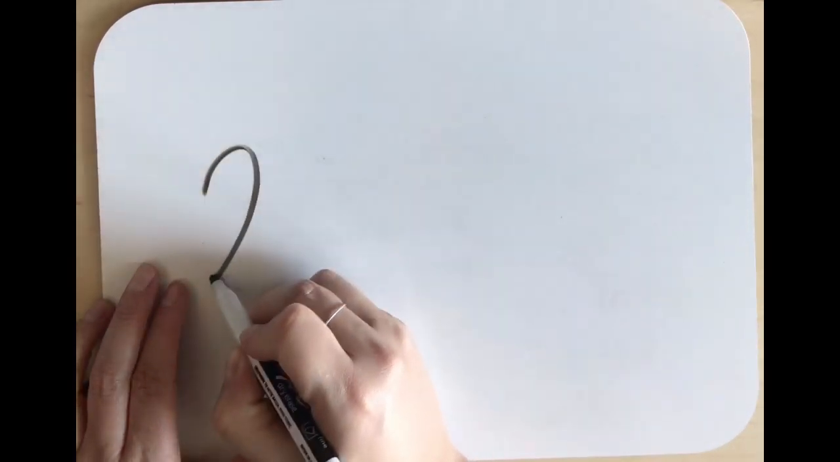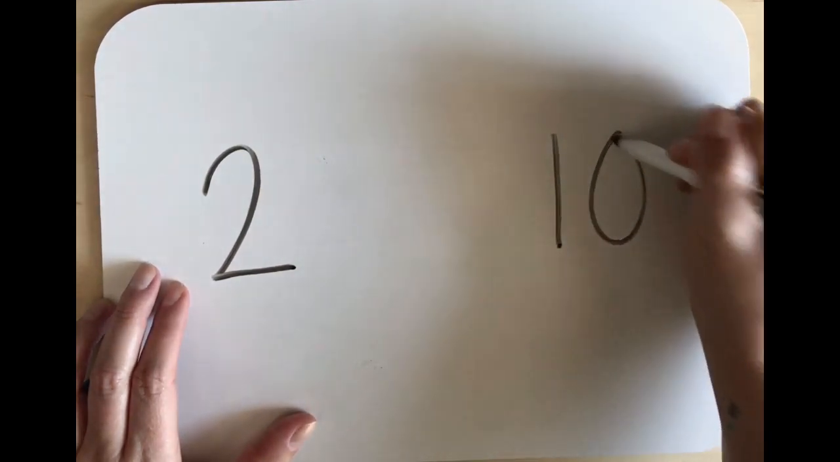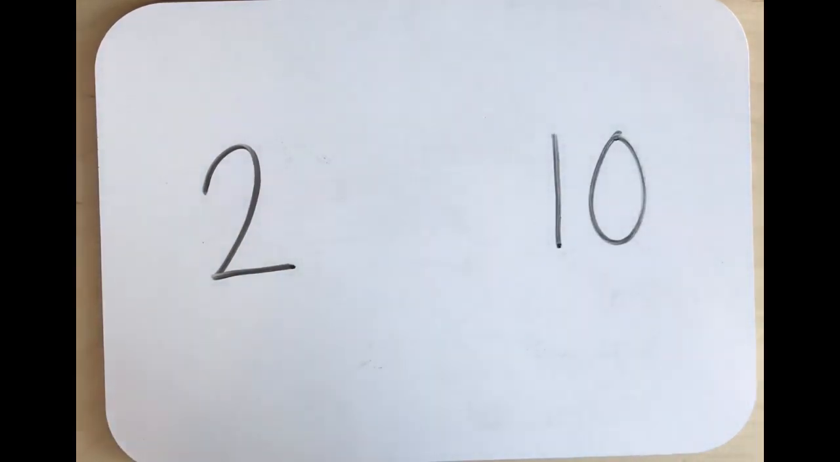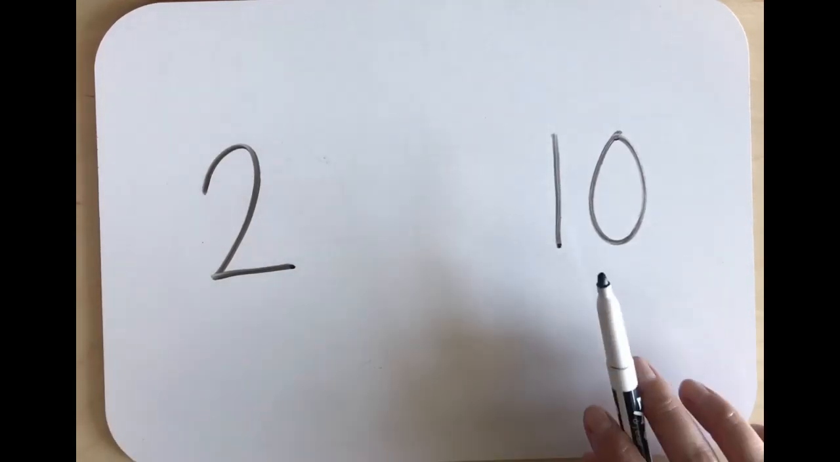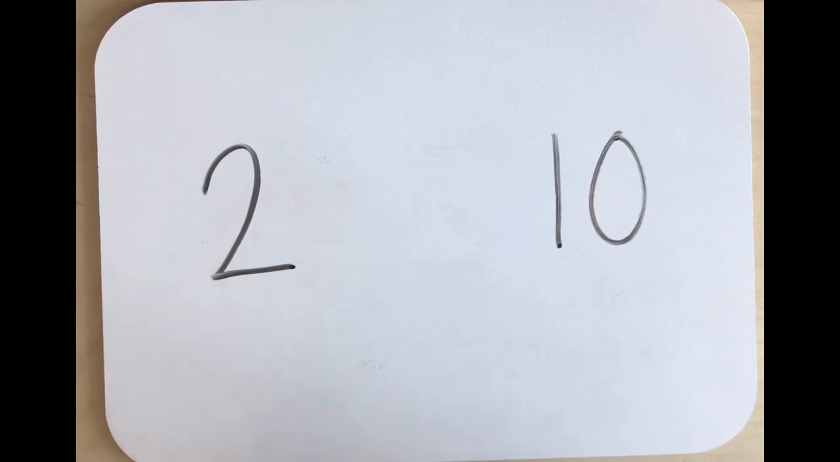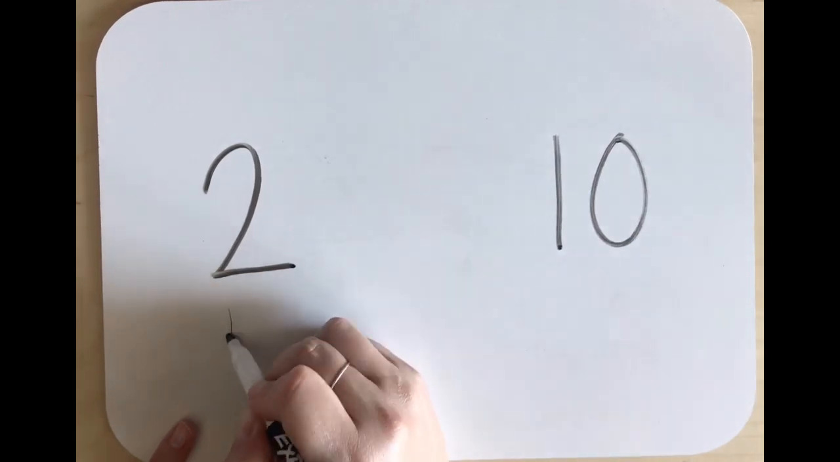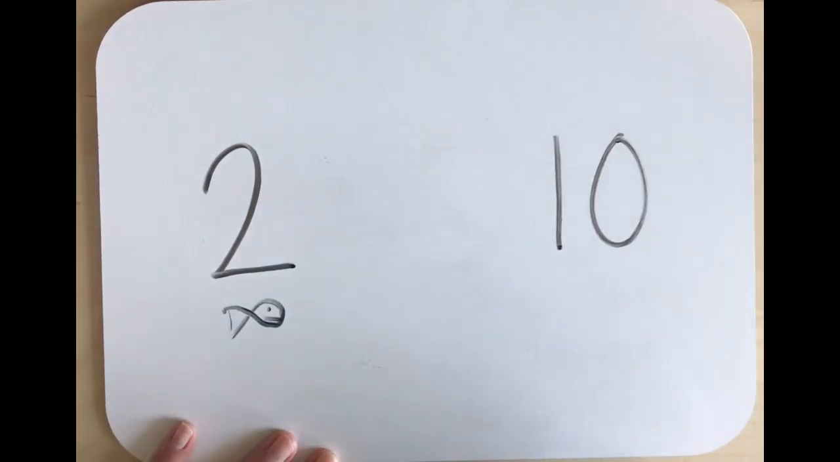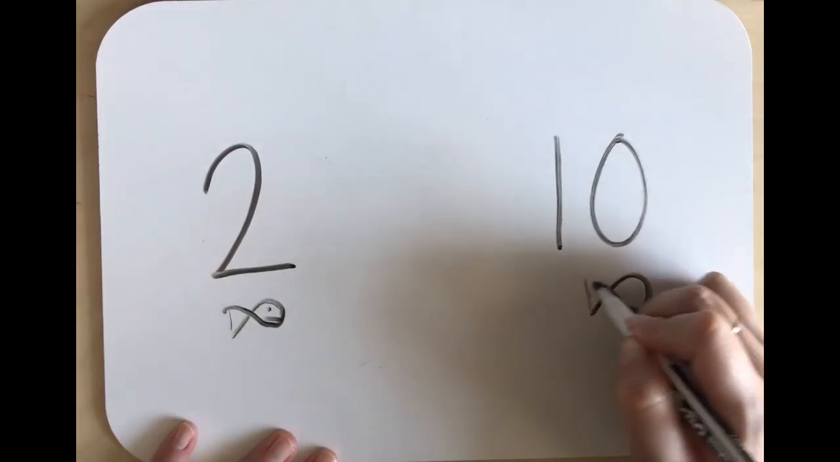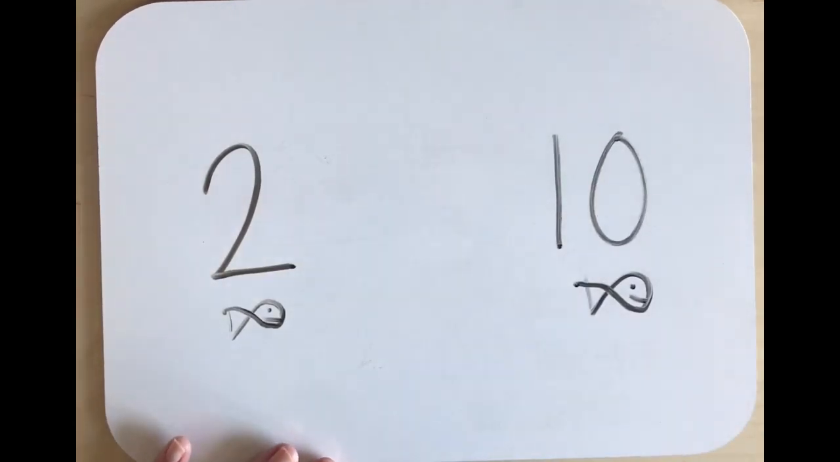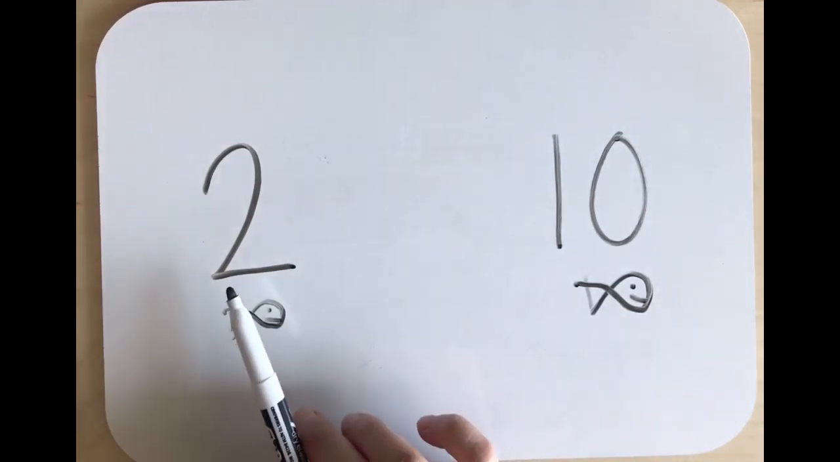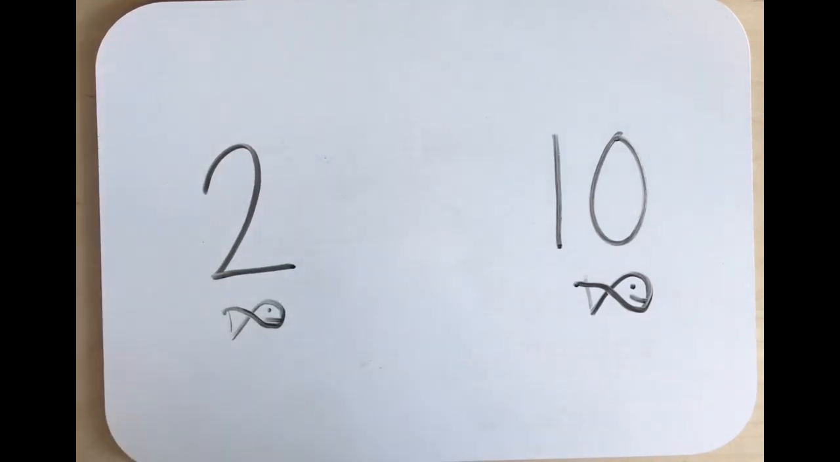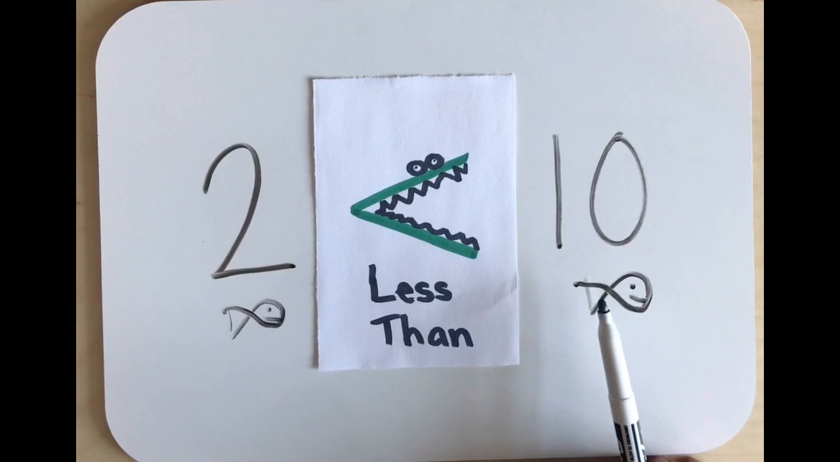I'm going to write down two numbers, and I want you to stop and think which number is greater. Is 2 the bigger number, or is 10 the bigger number? Which one do you think the alligator would rather eat? Would the alligator rather eat 2 fishies, or would the alligator rather eat 10 fishies? If you were an alligator, what would you rather eat? 10 fishies. So we would say 2 is less than 10.